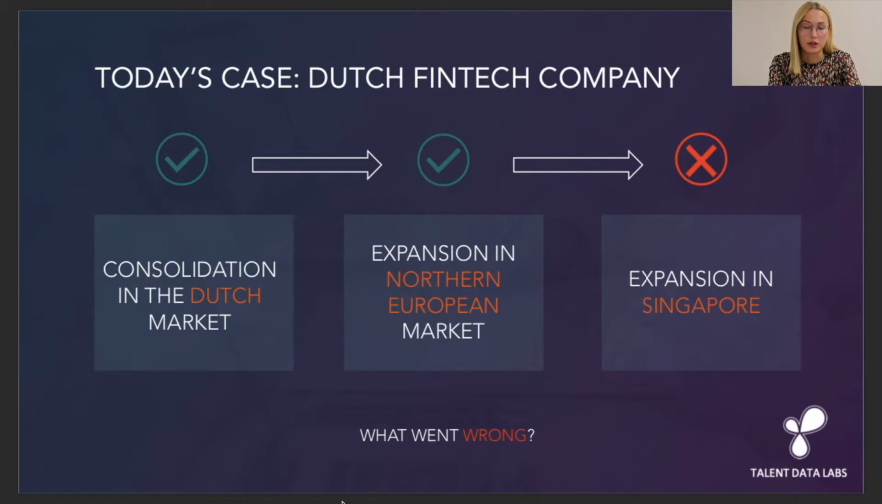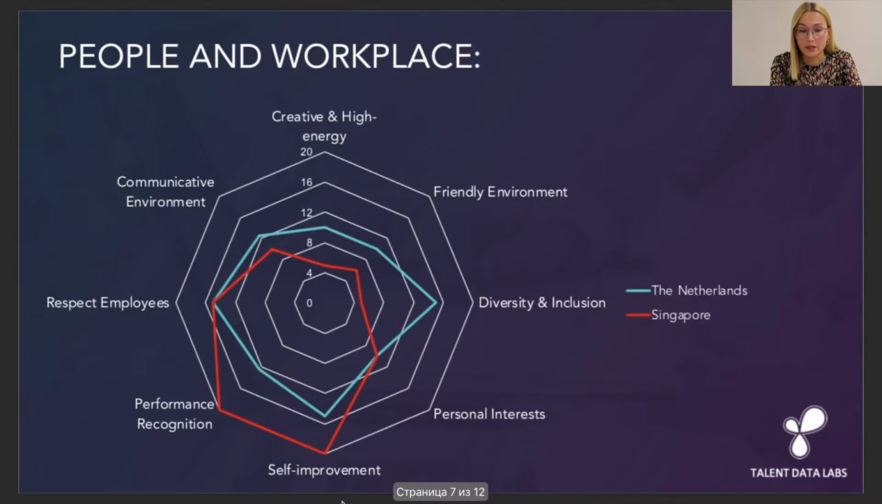So these two samples were used in the analytics. The first sample consisted of everyone working in the Dutch office, and the other sample consisted of everyone working in the Singaporean expansion team. We will show the comparison of these two teams in the 4 basic fields that I have mentioned already: people in the workplace, the reputation of the company, characteristics of the role, and compensation and benefits. First, let's look at the comparison and the importance of people in the workplace traits.